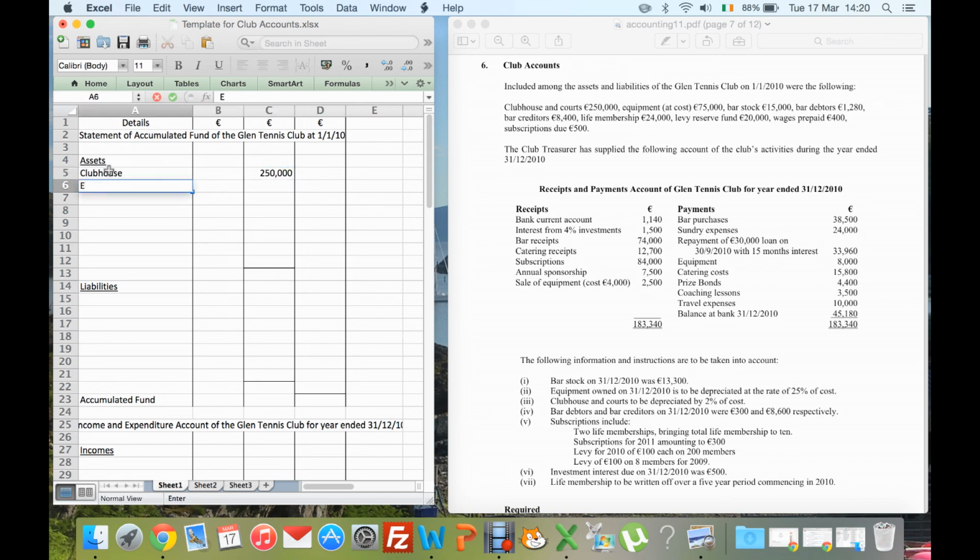Equipment. So it says equipment at cost 75 grand. So I'm assuming that there's been no accumulated depreciation on this. So 15 grand for bar stock. Bar debtors 1280. Bar creditors 8400 will be a liability.